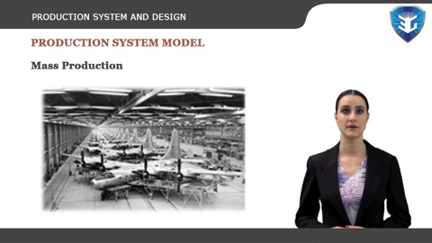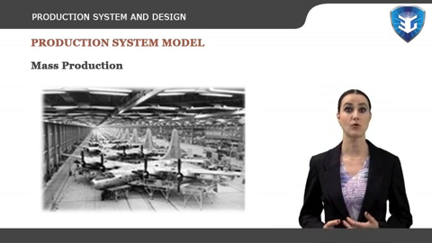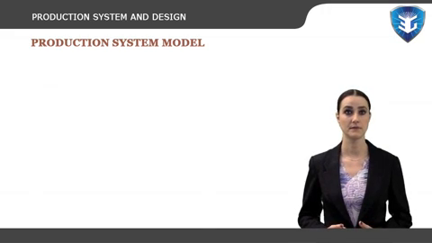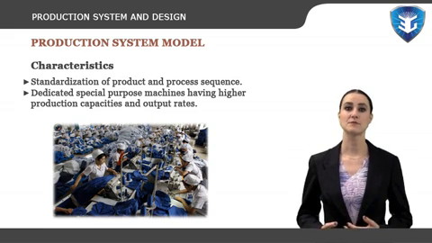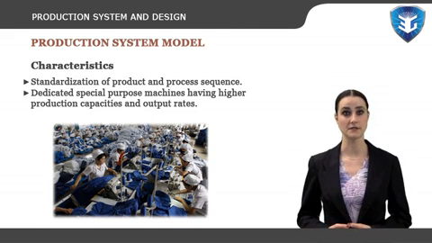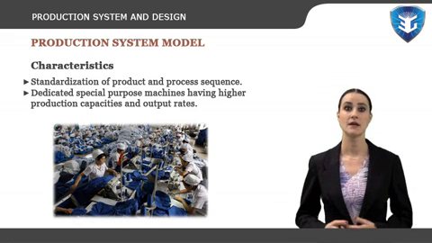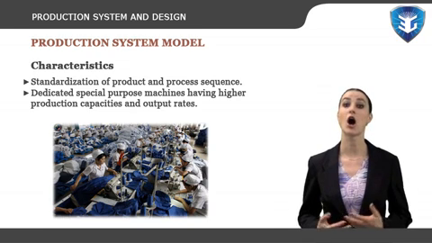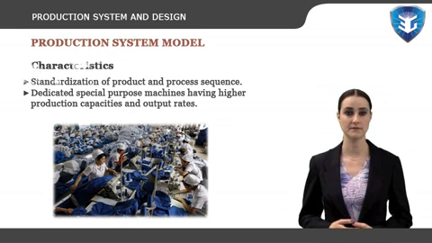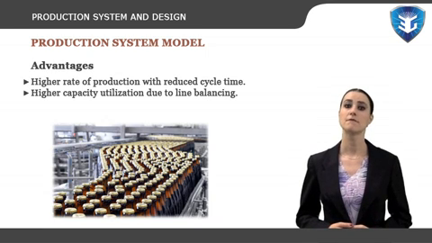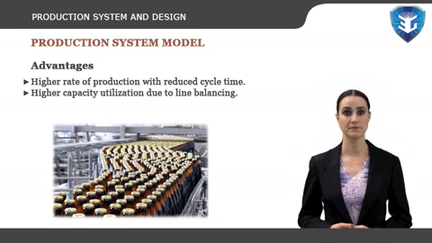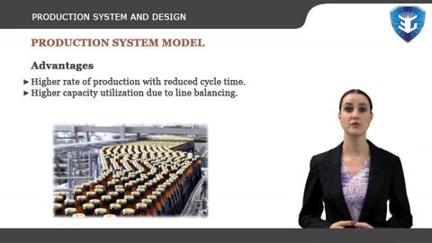Mass production. Manufacture of discrete parts or assemblies using a continuous process is called mass production. Characteristics. Mass production is used under the following circumstances: standardization of product and process sequence, dedicated special purpose machines having higher production capacities and output rates. Advantages. Following are the advantages of mass production: higher rate of production with reduced cycle time, higher capacity utilization due to line balancing.